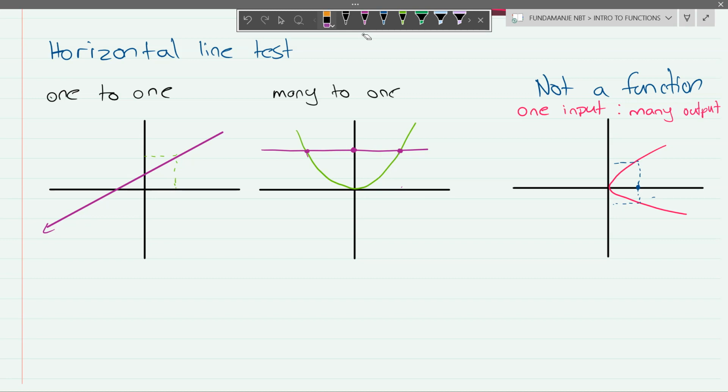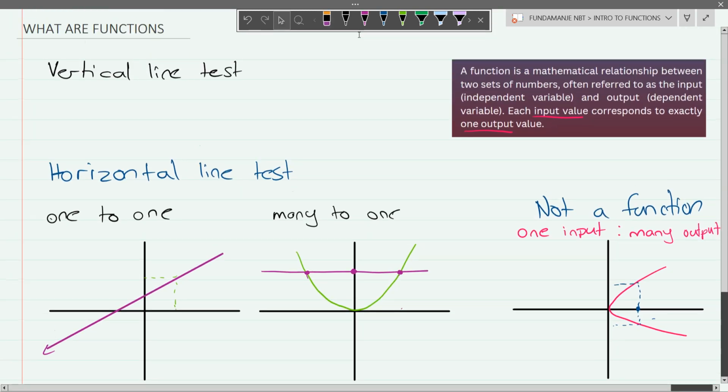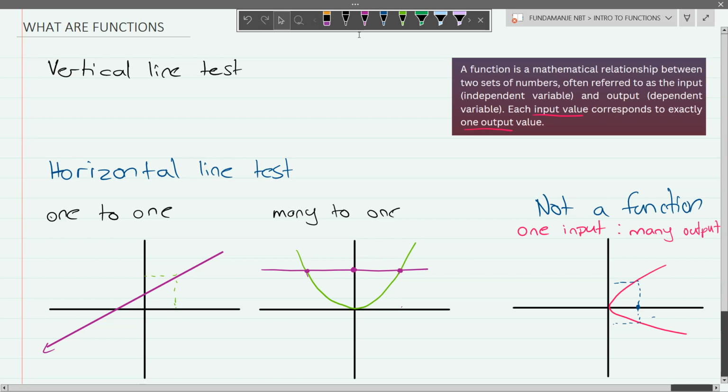So one-to-one is a function, a many-to-one is a function, but one input to many outputs is not a function. Many inputs to one output is a function, and one input to one output is a function. So these two tests help us to determine whether we are working with a function or not, and whether that function is a one-to-one or a many-to-one type of function. But this only applies when you're given the graph graphically.